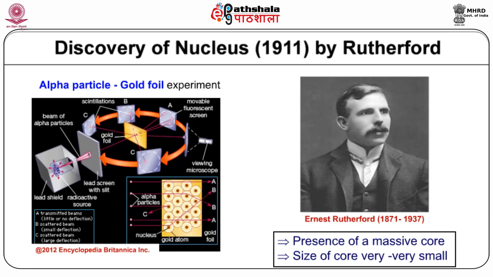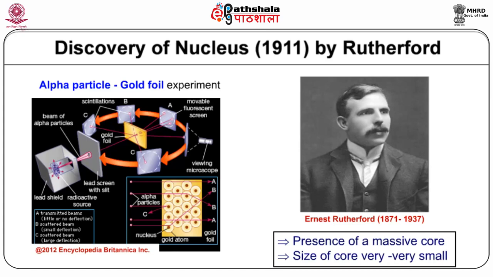The first conclusion he drew is that most of the atom is empty in nature, and there is a central entity in every atom which is positively charged. He found that alpha particles were positively charged, and a positive charge can be repelled or scattered only by a positive charge. Since he could detect the alpha particles at various angles, he considered that the central entity scattering the alpha particles must be of positive nature. On that basis, he named that central entity the nucleus, because it was in the center of the atom. So he considered that the nucleus is positively charged.